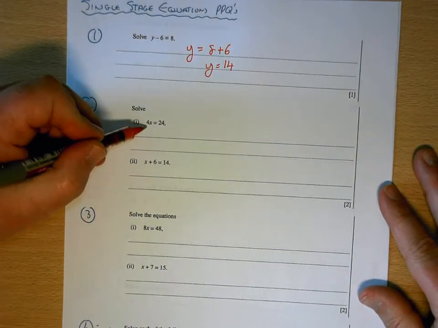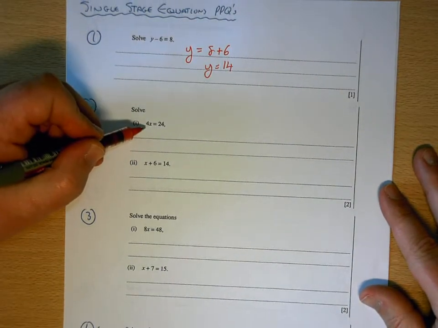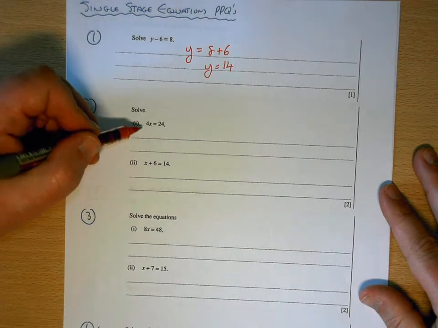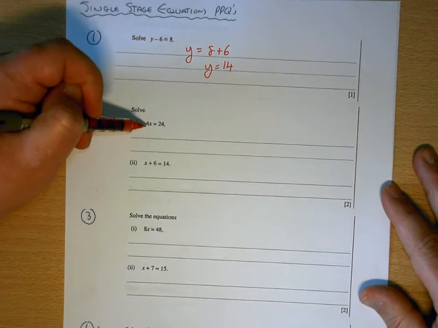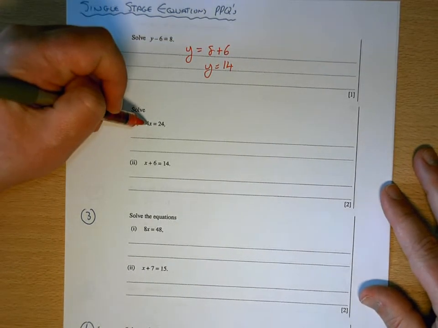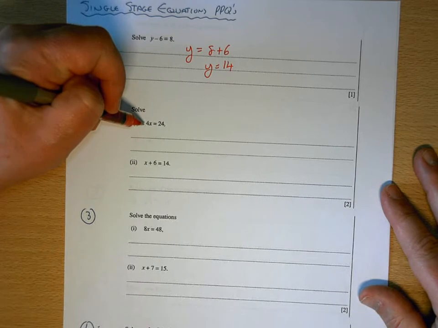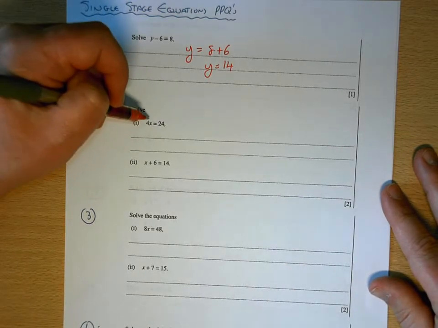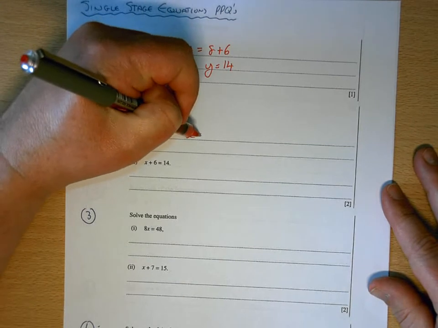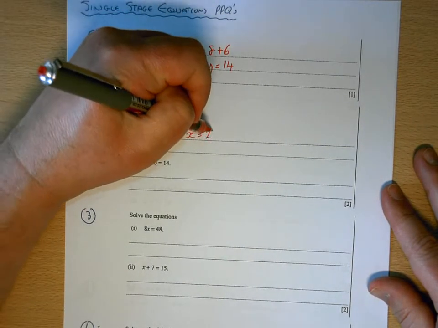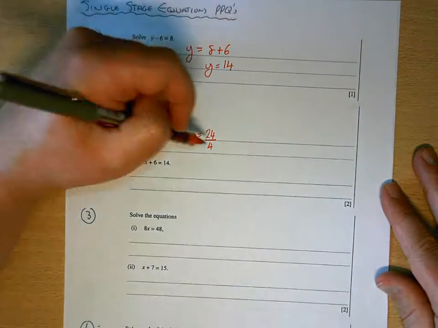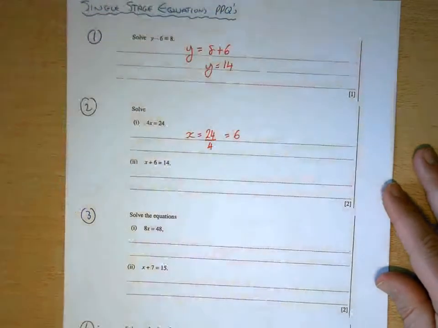If there's no mathematical sign in between the number and the letter, there's a times there. We don't put it in because it just looks like an x, and that would get confusing. So what's happening here is that x is being multiplied by 4. So to get it on its own, I'm going to do the opposite of multiplying by 4, which is dividing by 4. Now in algebra, we write divide by 4 like that, and we can work out that that is 6.